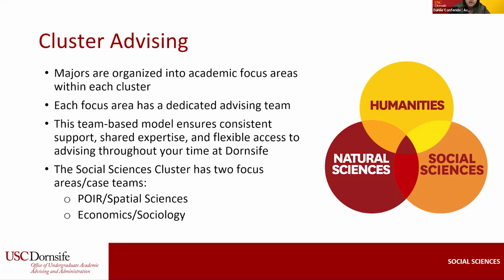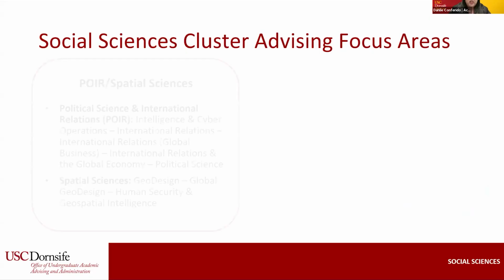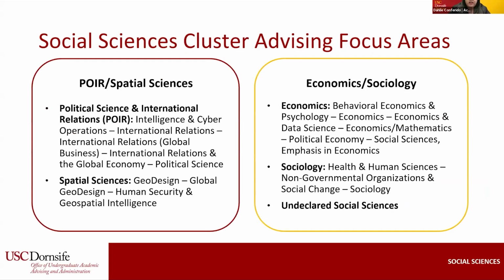The first is POIR and spatial sciences, with POIR standing for political science and international relations. And the second is economics and sociology. On this screen is a list of each focus area and its majors. The POIR spatial sciences area includes majors in intelligence and cyber operations, international relations, global business, international relations and the global economy, and political science. It also includes Spatial Sciences Institute majors in geodesign, global geodesign, and human security and geospatial intelligence.